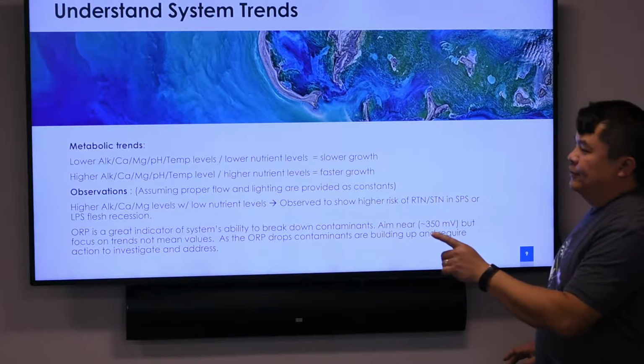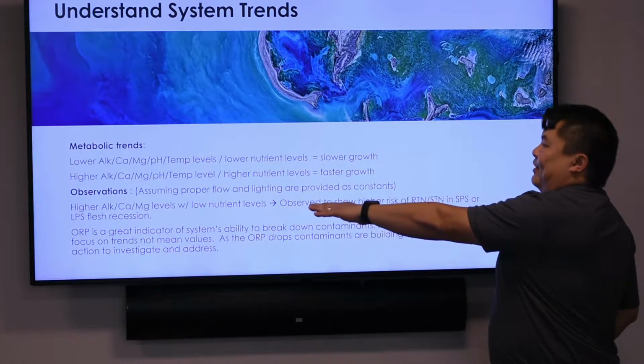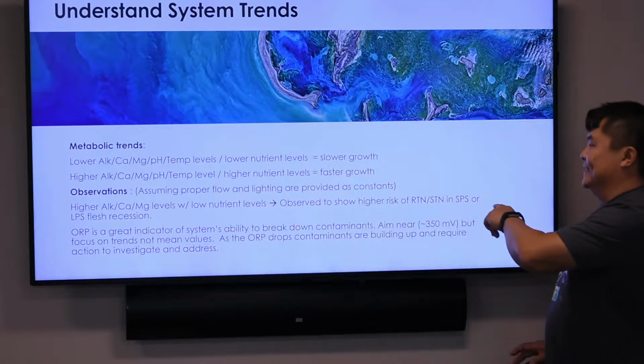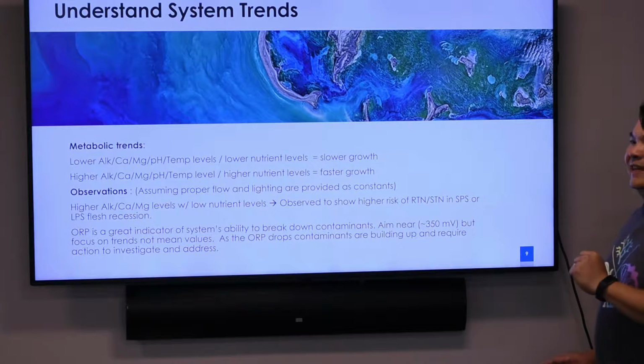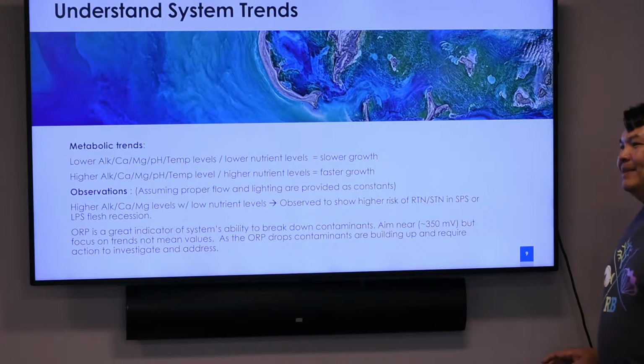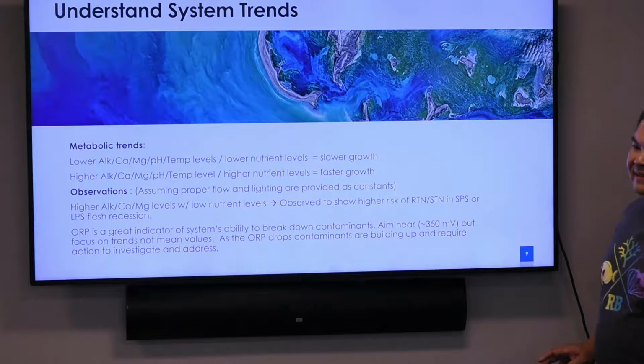But if you do the opposite, which is you have higher parameters for your water with low nutrient levels, you're going to start seeing RTN and STN, which is rapid tissue necrosis or slow tissue necrosis, or the skin starts peeling away because it's trying to grow but starving. Right? So when you start thinking about it, it makes sense.